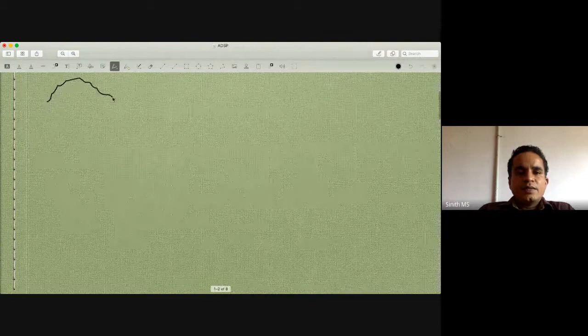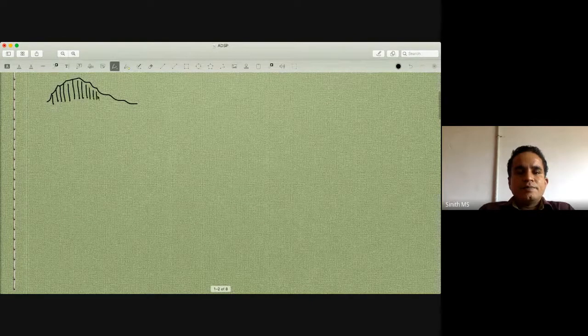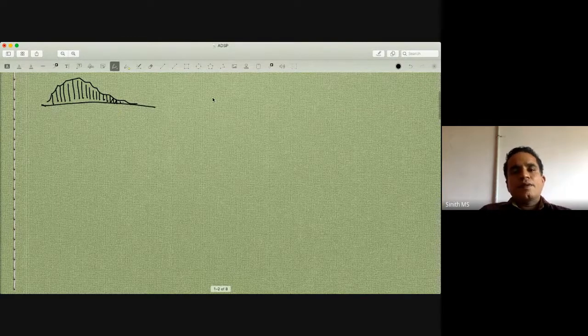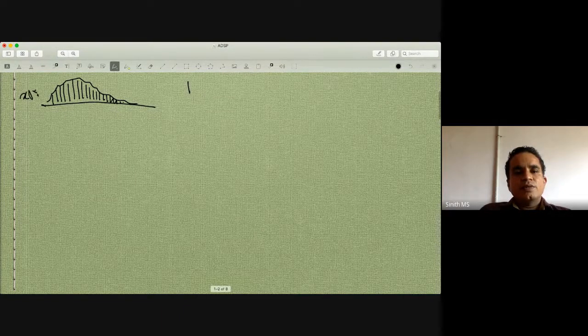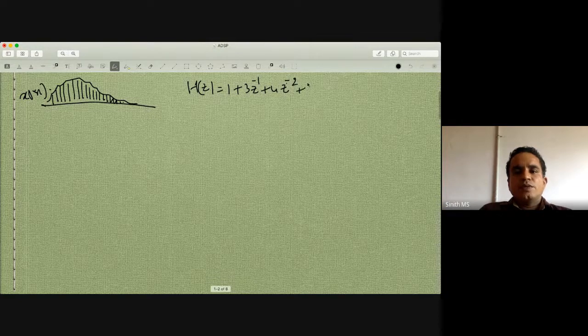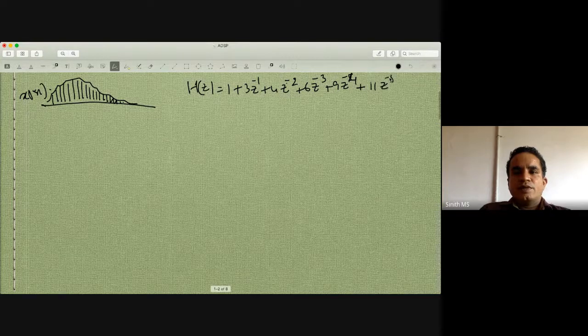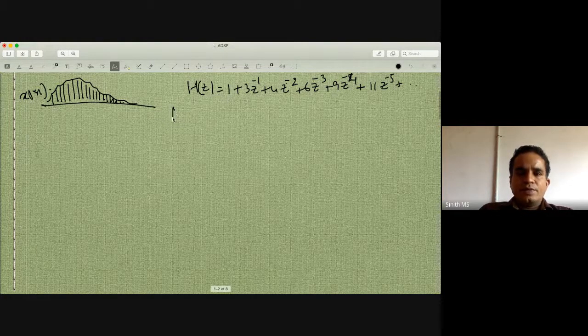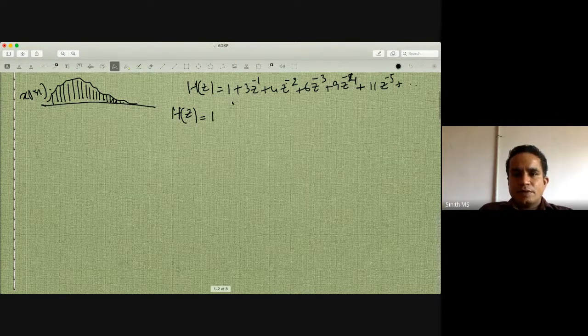Suppose you have a signal like this. You have the sampled version. So corresponding to this signal, suppose you have X(z) equal to, say, 1 plus 3z raised to minus 1 plus 4z raised to minus 2 plus 6z raised to minus 3 plus 9z raised to minus 4 plus 11z raised to minus 5 plus etc. And you can take these terms together, that is, you can take X(z) as 1 plus, as we had discussed earlier, 6z raised to minus 3, and then suppose you have 12z raised to minus 6. This also you can take.